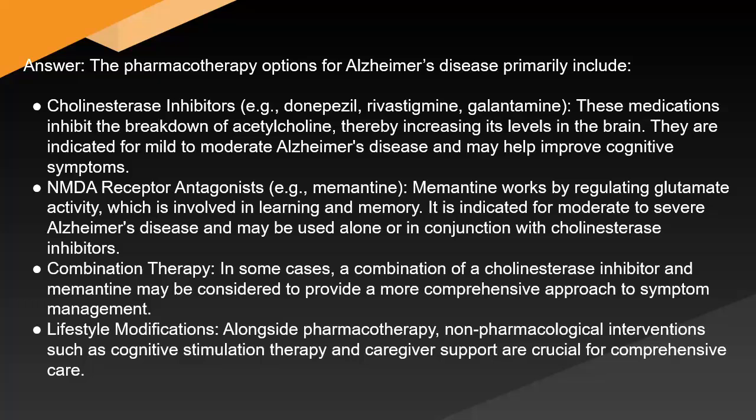NMDA receptor antagonists, e.g. memantine. Memantine works by regulating glutamate activity, which is involved in learning and memory. It is indicated for moderate to severe Alzheimer's disease and may be used alone or in conjunction with cholinesterase inhibitors. Combination therapy. In some cases, a combination of a cholinesterase inhibitor and memantine may be considered to provide a more comprehensive approach to symptom management. Lifestyle modifications. Alongside pharmacotherapy, non-pharmacological interventions such as cognitive stimulation therapy and caregiver support are crucial for comprehensive care.